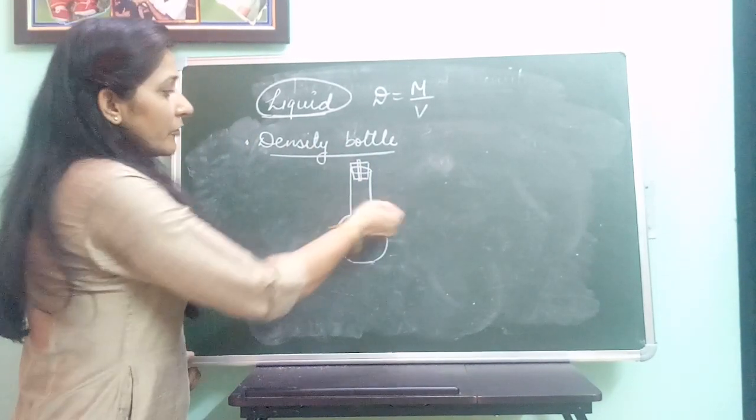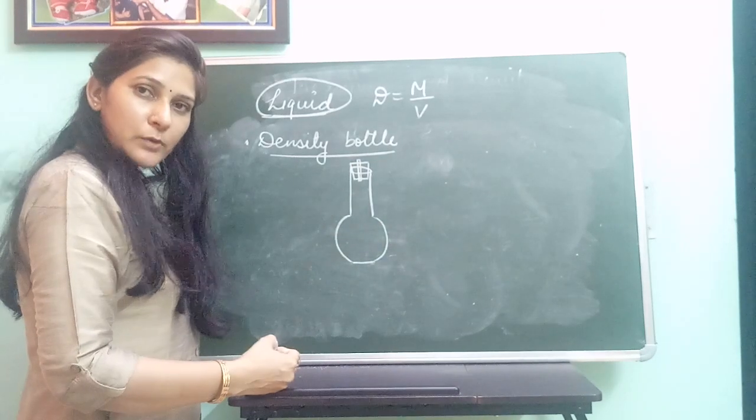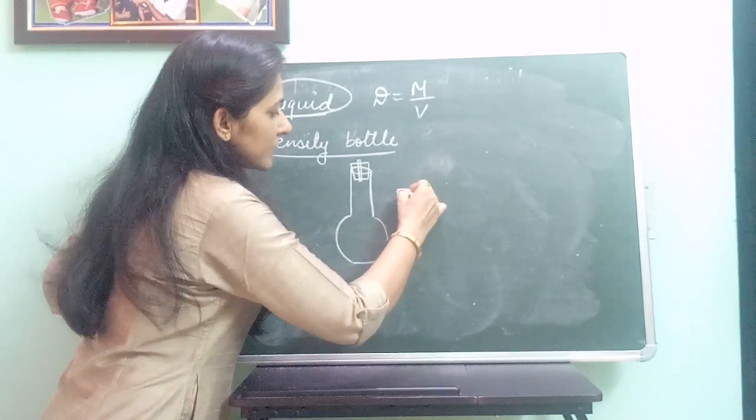Now we will pour in the liquid whose density we are supposed to calculate, and its capacity is 50 ml only.